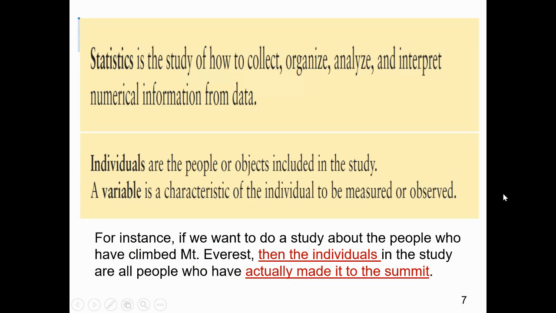Here again, stats, another definition, same definition: how to collect, organize, analyze, and interpret. All right, individuals. Individuals, when we do a statistical analysis, are the people or the objects that we're studying. A variable, however, is some characteristic about that individual or object that we're looking at.